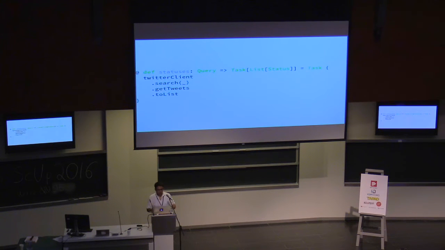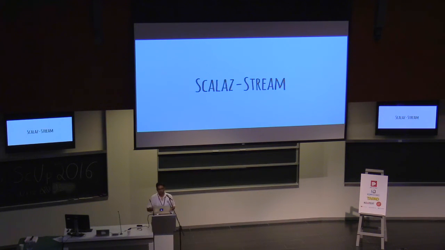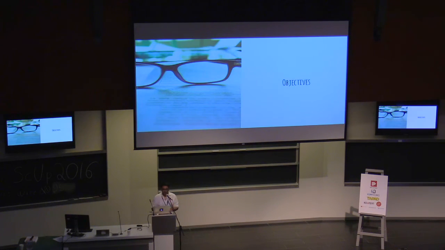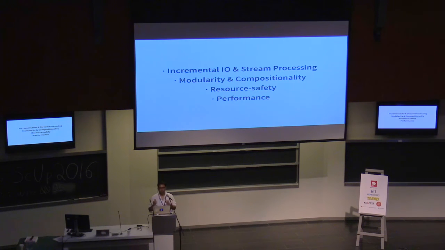Those were the prerequisite constructs that are used by Scalaz-Stream. So we are moving back to Scalaz-Stream now. The primary objective of Scalaz-Stream is to support purely functional incremental I/O and stream processing in a modular and reusable way. The idea is that you define your stream processing pipeline, the individual components separately in a modular way, and you can compose them together to build your stream processing pipeline.